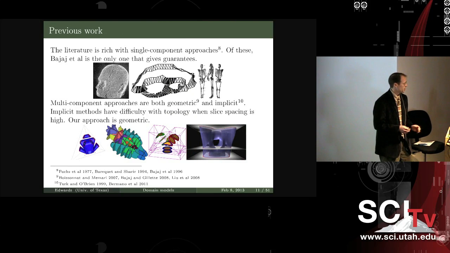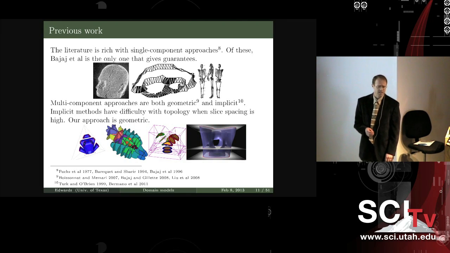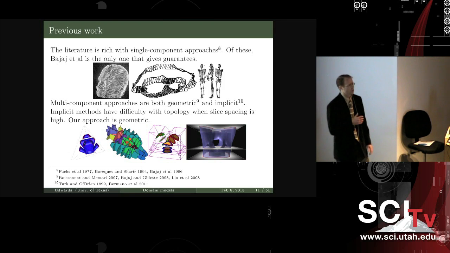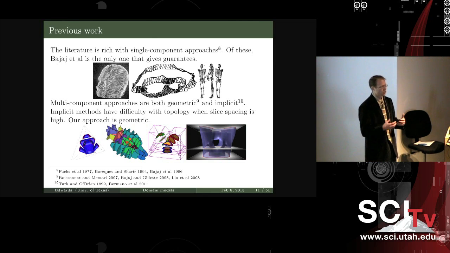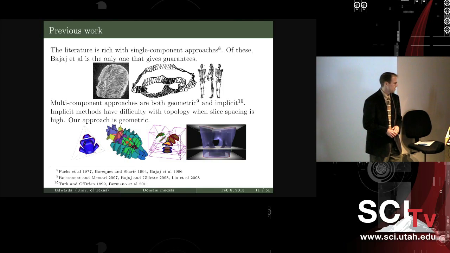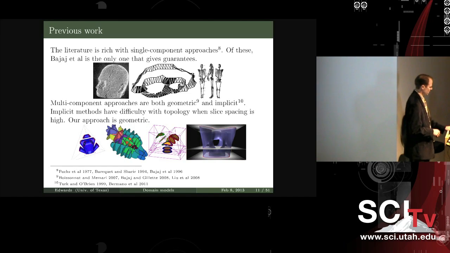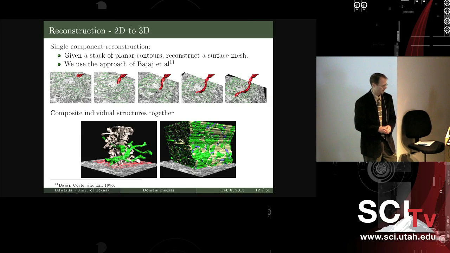So a lot of rich literature. We take the approach that Bajaj came up with in 1996. A lot of work was done leading up to that. And that was kind of the culmination of the geometric approaches in that it gave certain guarantees geometrically and topologically that other approaches only had heuristics for. So we take this approach, and because of the guarantees, we're able to do various things that I'll explain in a minute. Our algorithm is as follows.